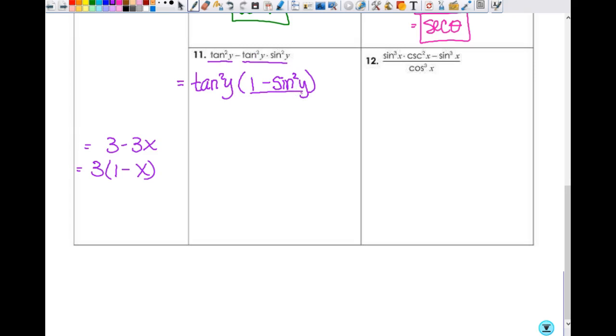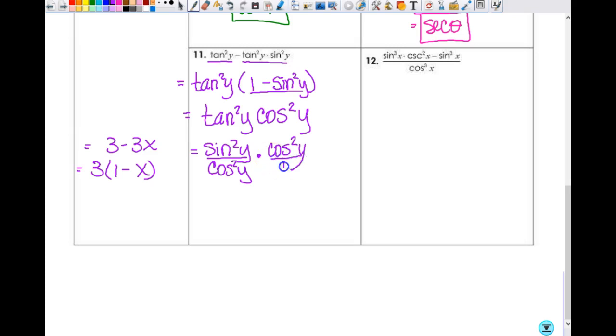And you staring at me doesn't do you any good. Look at this. Is it cosine? Just cosine? Cosine squared y. Because cosine squared plus sine squared equals 1. So then this gives me tangent squared y times cosine squared y. Okay, everybody good so far? I can change tangent into a quotient. What is tangent in the quotient form? Sine over cosine. So this would be sine squared y over cosine squared y times cosine squared y.